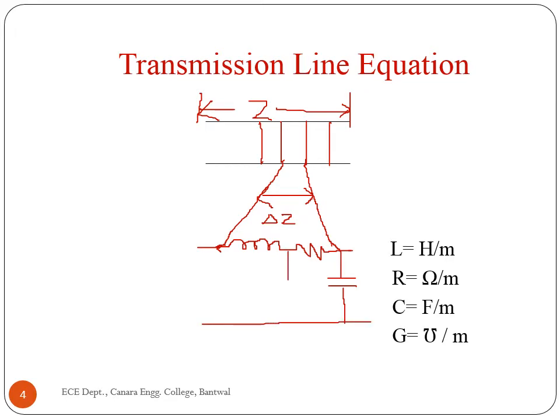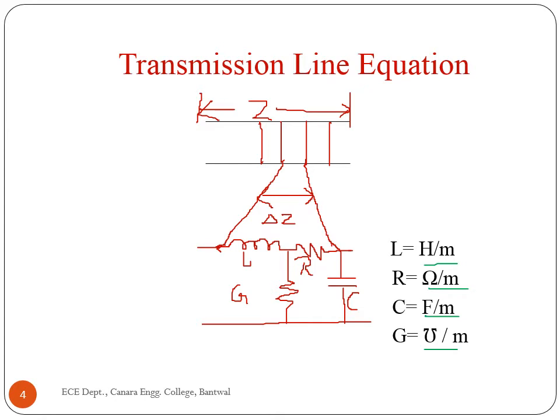and there can be a charge leakage through conductance. The inductance, resistance, conductance and capacitance. Since we are talking about small length delta Z of line, the unit of inductance is Henry per meter, unit of resistance is ohm per meter, unit of capacitance is farad per meter, unit of conductance is mho per meter. Therefore, we can say the unit of the parameter is per unit length.